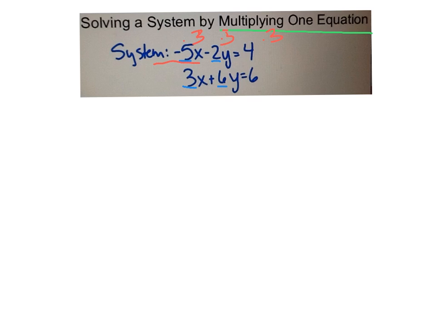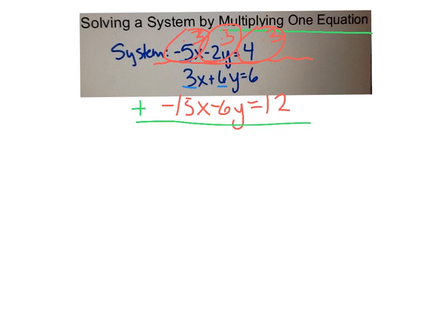Okay, so I'm going to rewrite my new equation down below so that I can do my either adding or subtracting depending on what I have. So the first part here, negative 5 times 3 is negative 15x. And then negative 2y times 3 is negative 6y. And then 4 times 3 equals 12. Okay, now I have matching coefficients. They are different signs, so we are going to go ahead and add. And we're adding straight down.